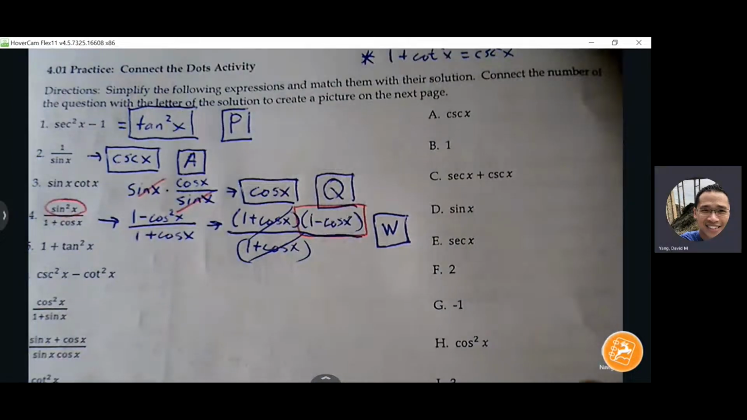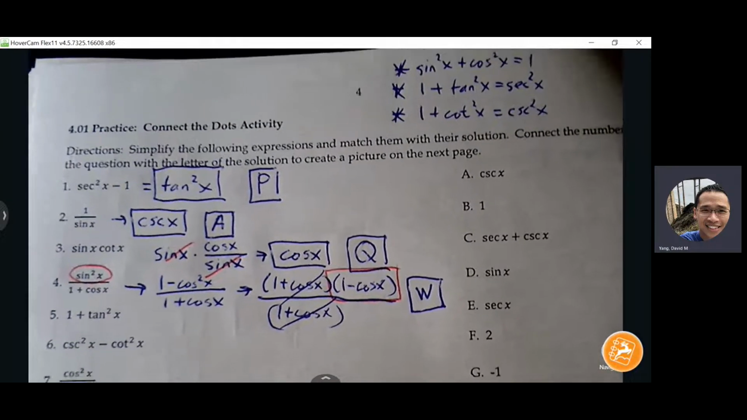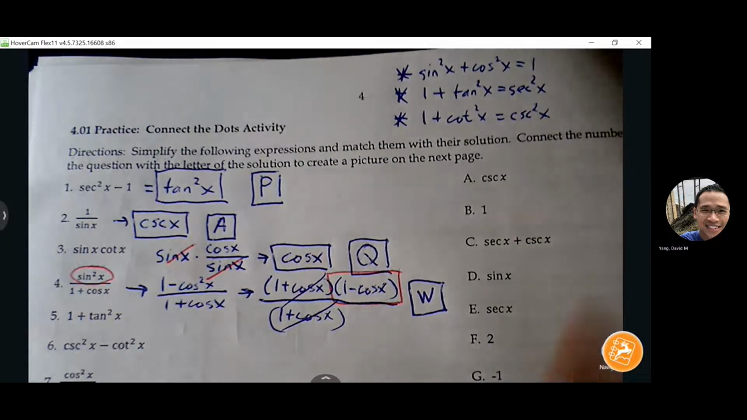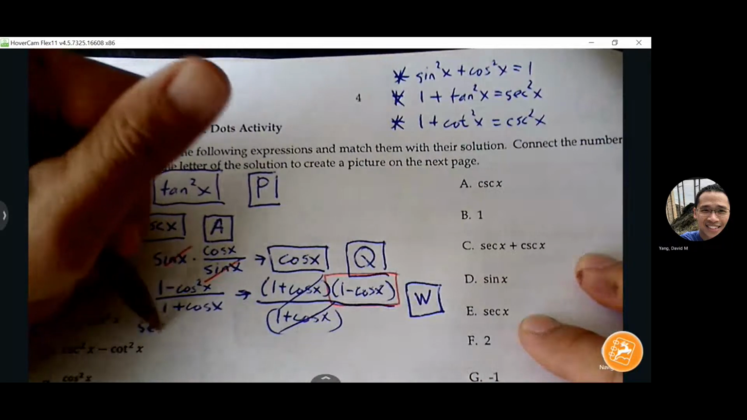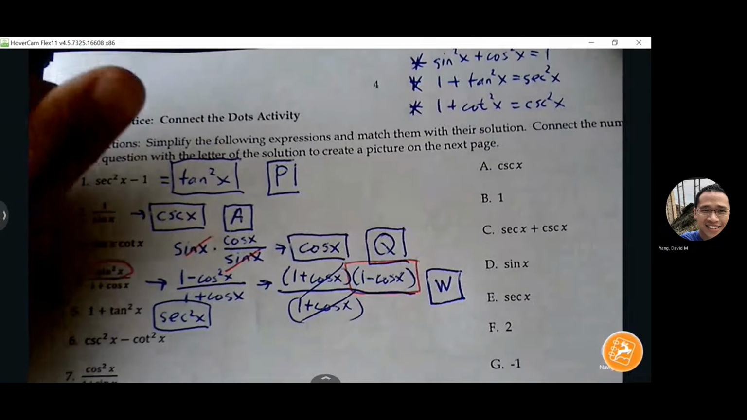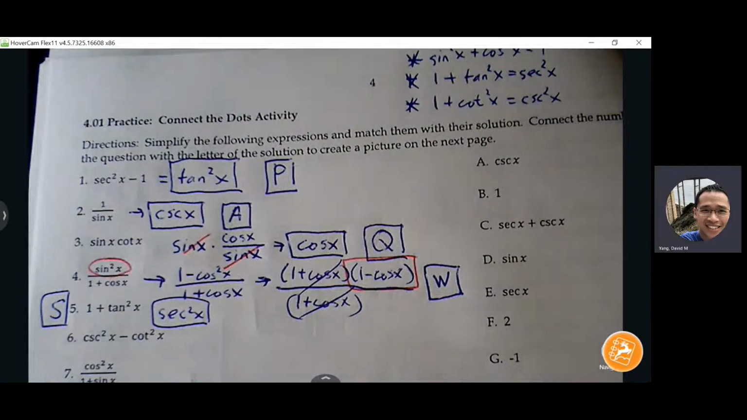Okay, let's do one more and we can stop, okay? 1 plus tangent squared x. Do you recognize 1 plus tangent squared x? All right, so we'll try to do some more practice tomorrow, and then we can also start 4.02 tomorrow as well. Okay, come get your phones.